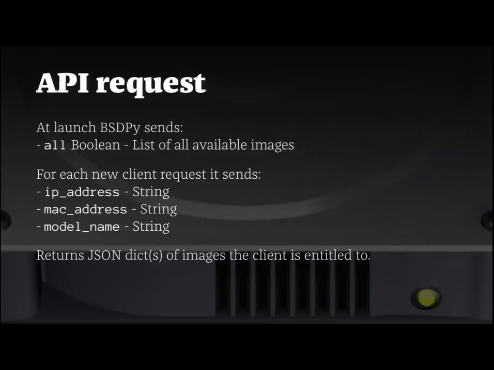And then when the client checks in, it sends those three keys that the client provides: IP address, MAC address, model name. They're all strings. Your API basically will need to be able to handle a JSON block and they're all strings. So that's pretty straightforward.